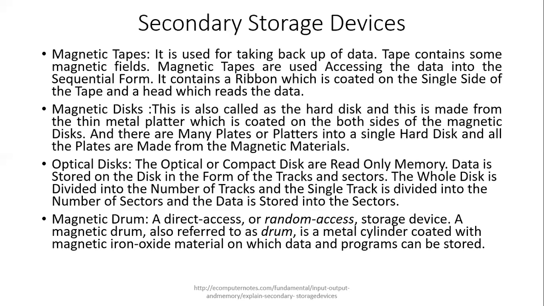So some of the types of secondary storage devices are magnetic tapes. It is used for taking backup of the data as the cost of the magnetic tapes is very less. The tape contains some magnetic fields. Magnetic tapes are used for accessing the data in the sequential form.